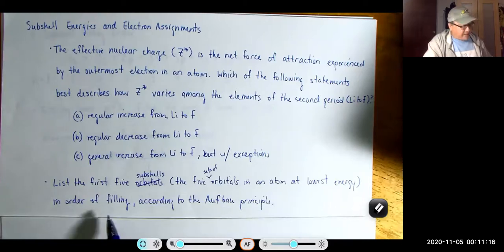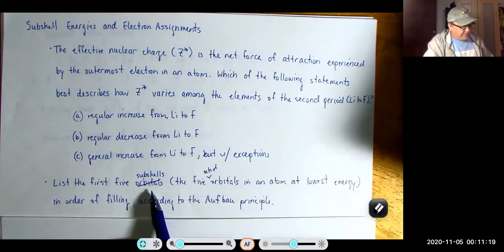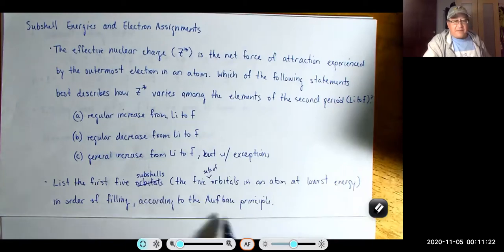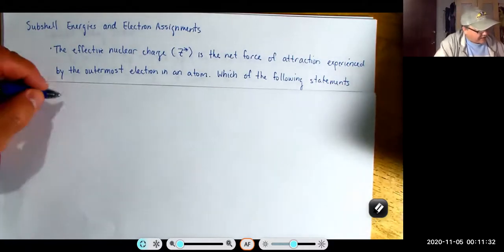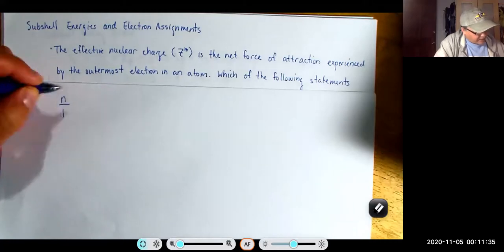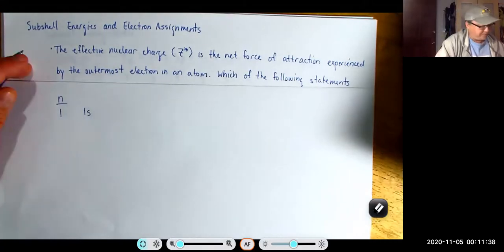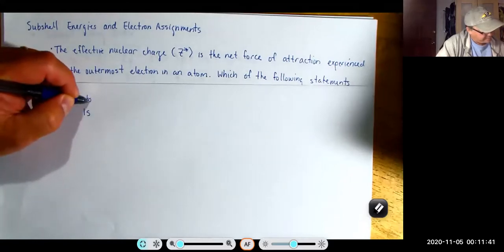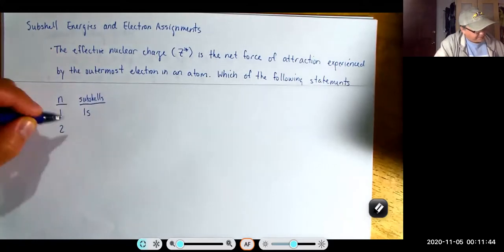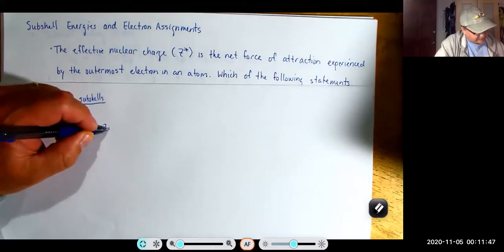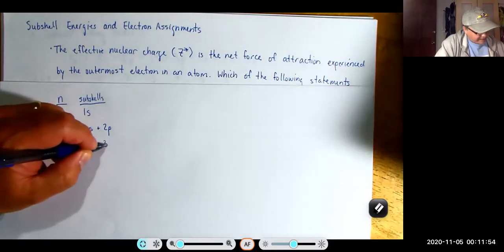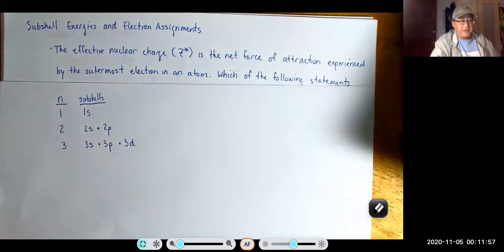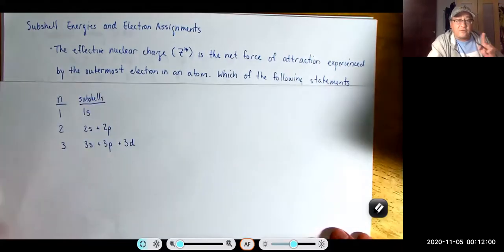List the first five orbitals in order of filling according to the Aufbau principle. What they really mean is, what are the first five subshells? So when we want to take a look at the first five subshells, we know that for n equals 1, there's a 1s subshell. For n equals 2, there's a 2s subshell and a 2p subshell. For n equals 3, there's a 3s and a 3p and a 3d. So what order do we put these in first?